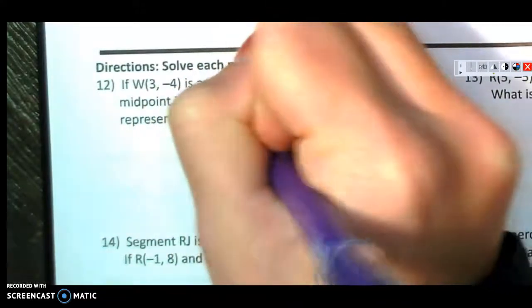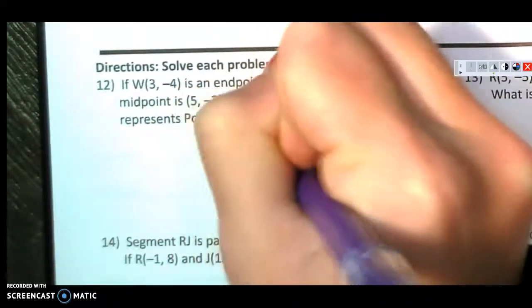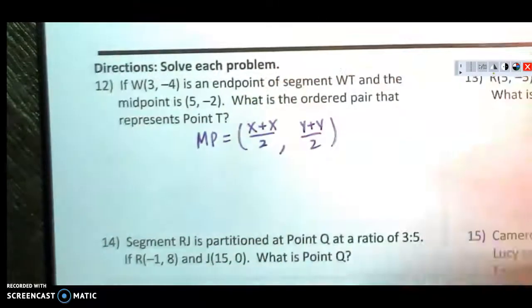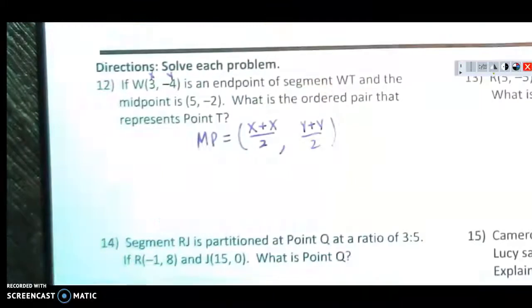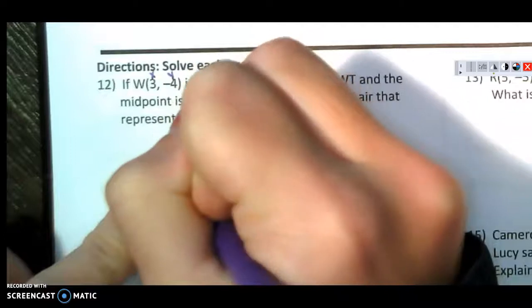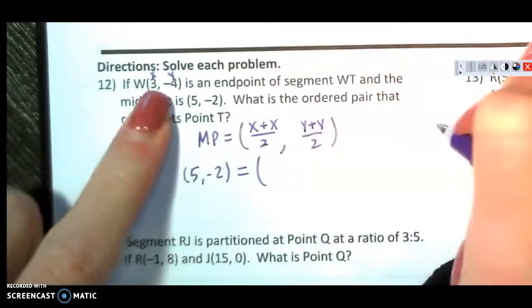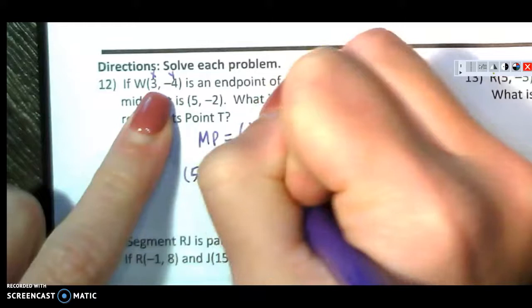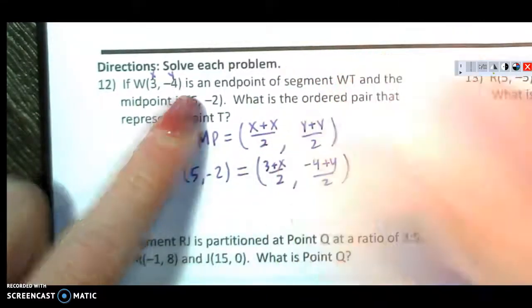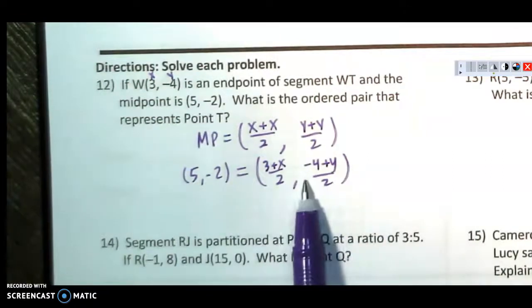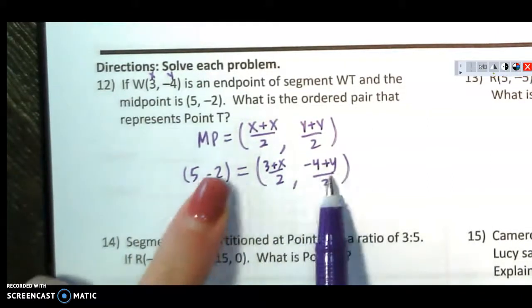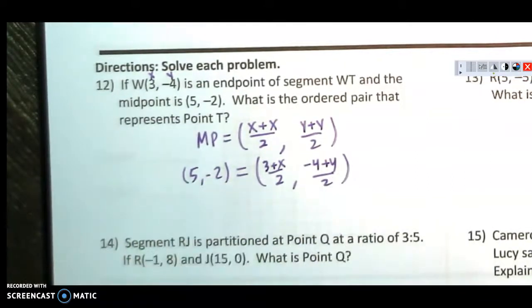The midpoint formula is (x plus x divided by 2, comma, y plus y divided by 2). Now here's one of our x's and one of our y's, and then here's the actual midpoint. So let's plug this in for the midpoint, and let's plug this in for one of our x's, and plug that one in for one of our y's. So now they're telling us that this coordinate should equal this coordinate. That means that the x's should be the same and the y's should be the same. So essentially we're solving two different equations.